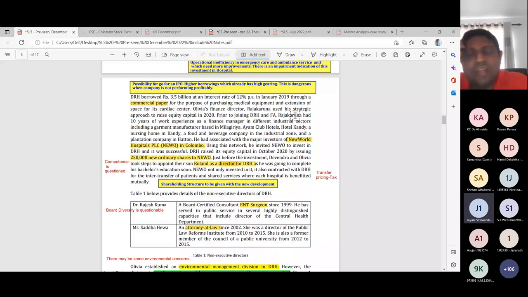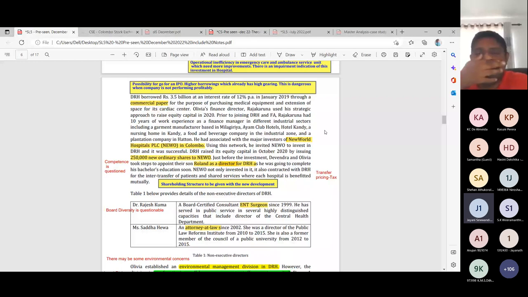right? Then Olivia's finance director, Raja Karuna, used his strategic approach to raise equity capital in 2020. So now the equity capital option, also look at that. Prior to joining DRH and FA, Raja Karuna had 10 years of work experience as a finance manager in different industrial sectors, including a garment manufacturer based in Mirigama, a club hotel, Hotel Kandy, and a nursing home in Kandy, a food and beverage company in the industrial zone, and a plantation company in Hatton. So now they are giving some information about their finance manager. He's a vastly experienced guy.